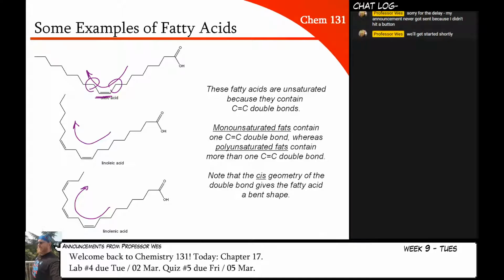We can define unsaturated fats a little bit further. A monounsaturated fat has one double bond. Something that's polyunsaturated has more than one double bond. Again, the geometry that we care about here is the cis geometry, because that's what causes it to bend. If we had the trans geometry, then the molecule would actually look remarkably linear.